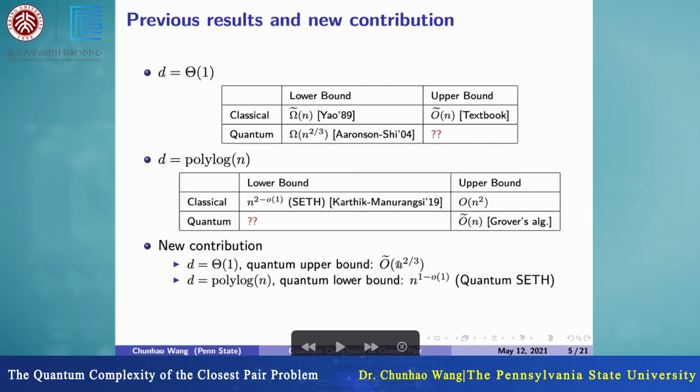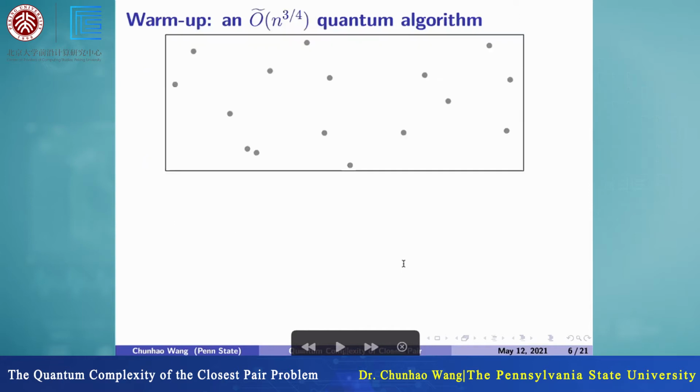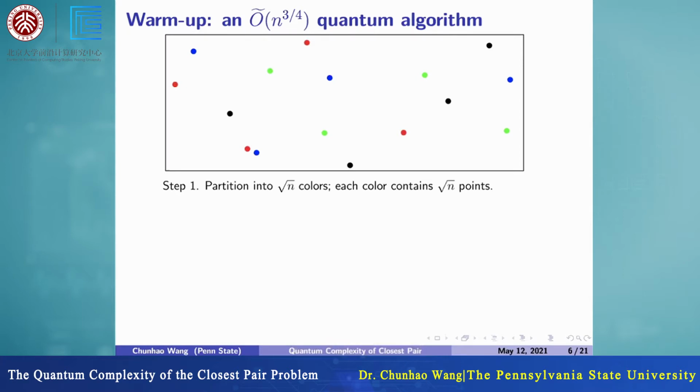But before we talk about this n to the 2/3 quantum algorithm, let's do some warm up. Let's give an n to the 3/4 quantum algorithm. This is slower than n to the 2/3, but it's still better than linear. This works in constant dimensions. Suppose you are given these points. The first step is to partition these points into square root n colors, and each color contains roughly square root n points.